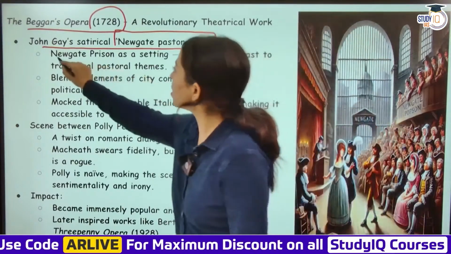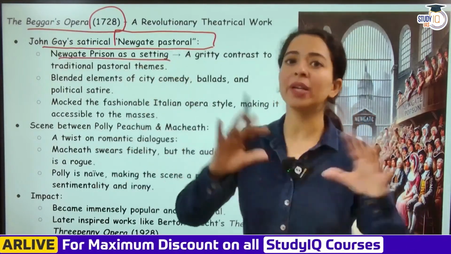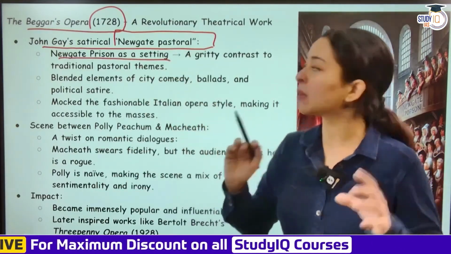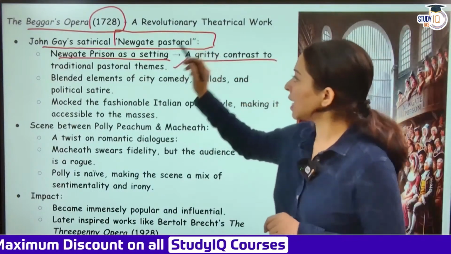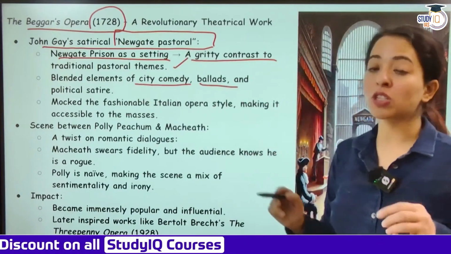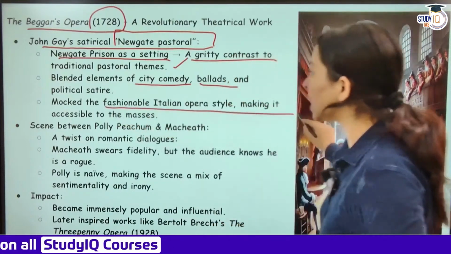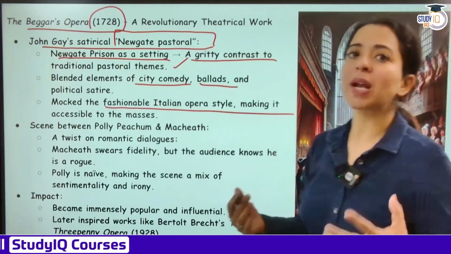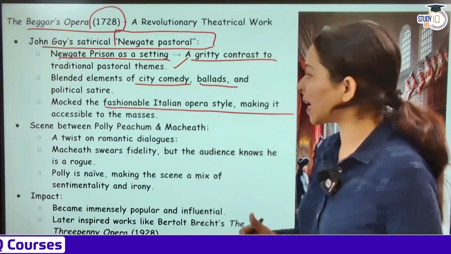So Newgate prison as a setting. In the Beggar's Opera, the Newgate prison, a jail, was made the setting. A gritty contrast to traditional pastoral themes. It blended elements of city comedy, ballet was also there, and it was a political satire also. It mocked the fashionable Italian opera style. So where did opera come from? It came from Italy, so it mocked that and made it its own level.